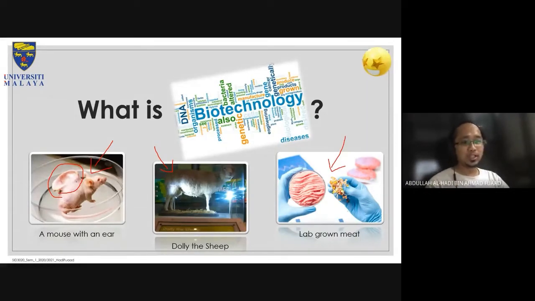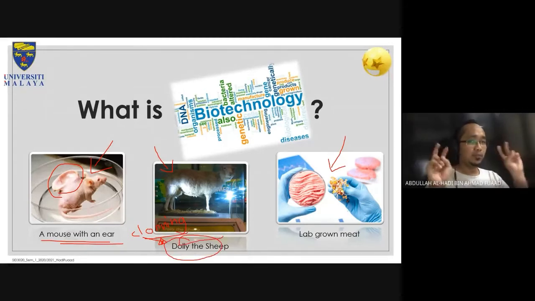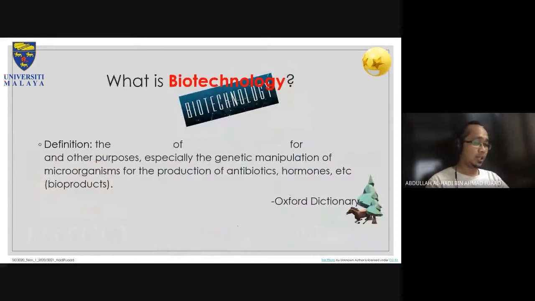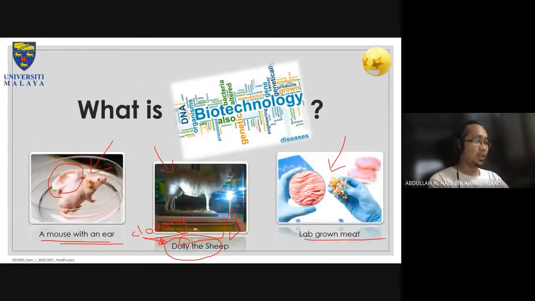Biotechnology is where you can grow an ear out of a mouse. This is actually not a Photoshop picture, it's a real picture. And probably many years ago you have heard about cloning technology. Cloning is also part of biotechnology, where the name of the first cloned individual is Dolly the sheep. And finally, biotechnology is where you can grow meat out of a petri dish in the lab. This is something that is being imagined, so that in the future we don't have to kill any animals, or if we don't have enough animals, you can grow your own food in the lab.